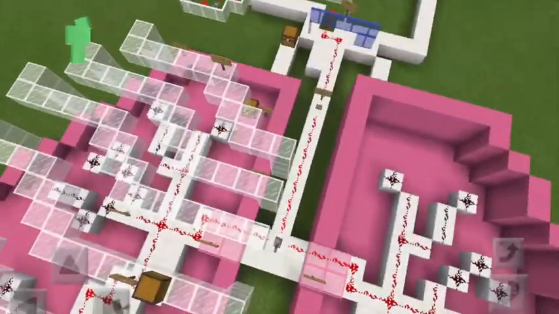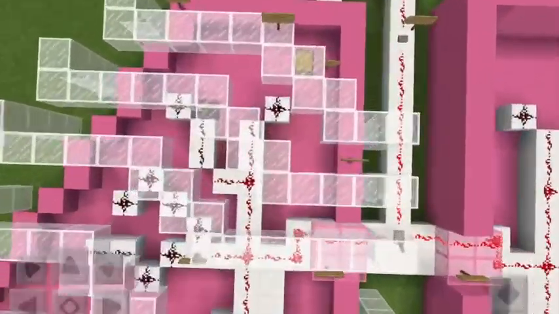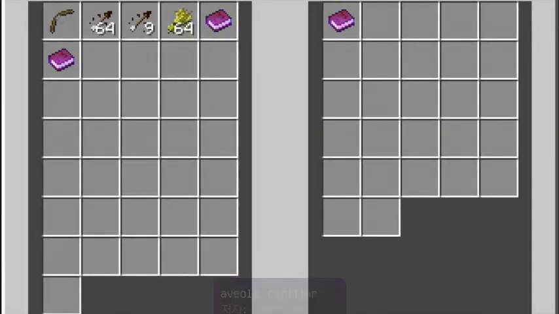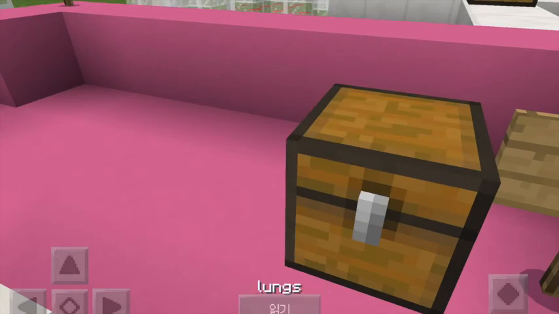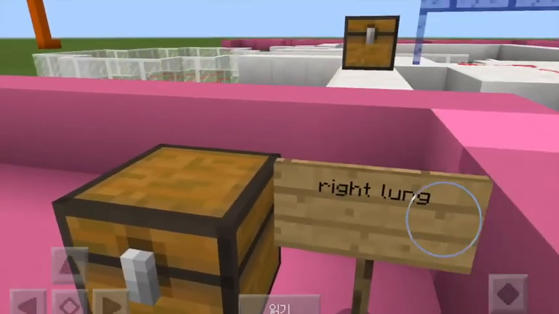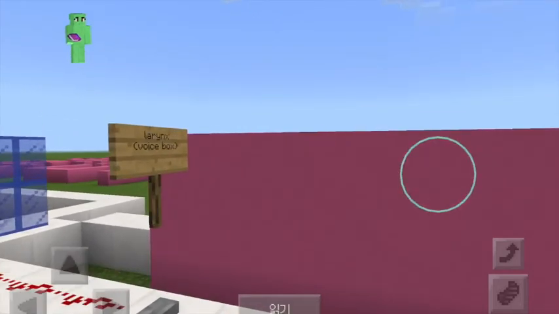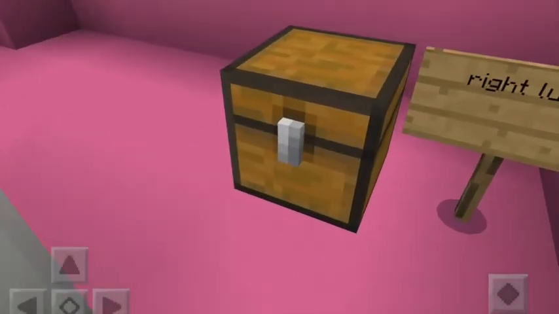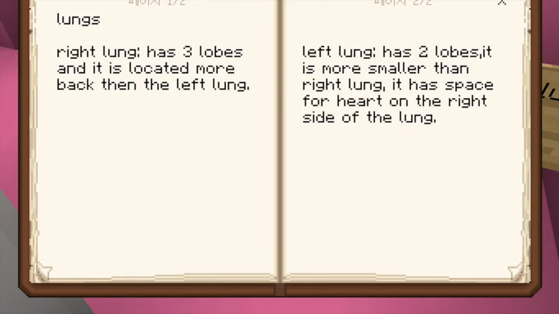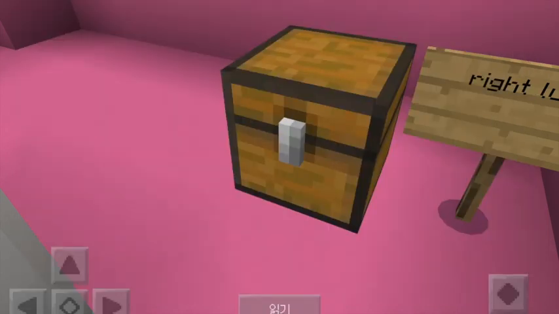These are lungs. If you see the definition here, there are a right lung and a left lung. This says that this is the right lung and that one's the left lung. The right lung has 3 lobes and it is located more back than the left lung. The left lung has 2 lobes. It is smaller than the right lung. It has space for the heart on the left side of the lungs.